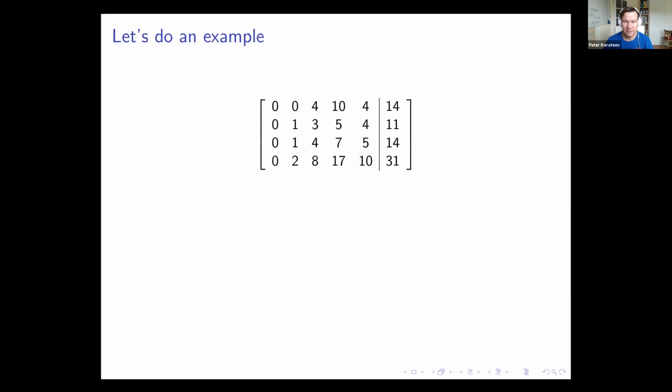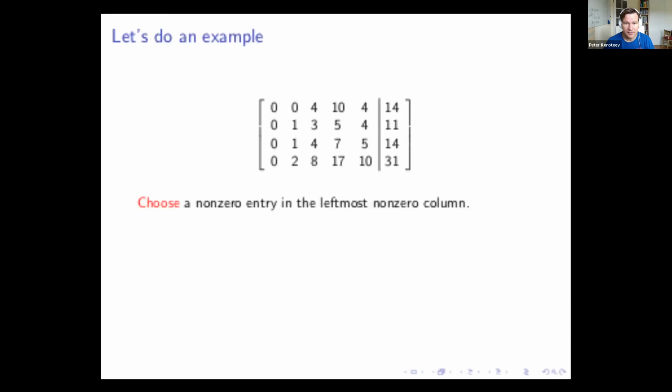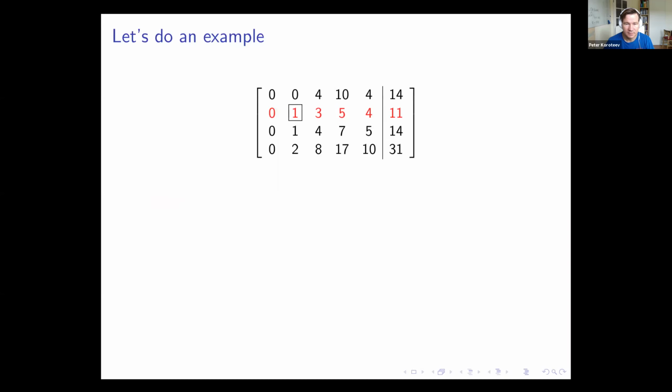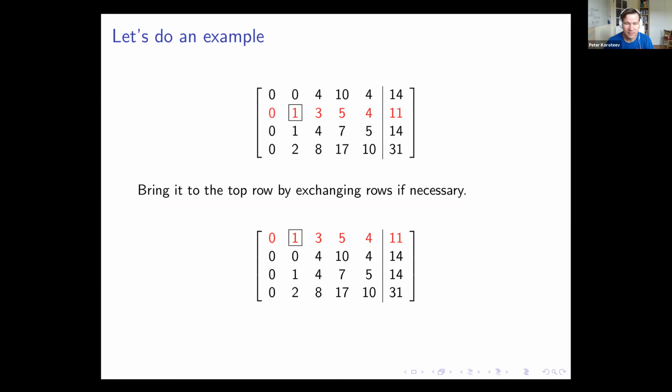This is an augmented matrix of a system of 4 equations with 5 unknowns, right? We choose the non-zero entry in the leftmost non-zero column, which is this one here. So that will be our pivot. Here's the matrix with the pivot position. Then we bring it to the top by row exchanging. In this case, we're just going to swap the first and second rows. Right, now I have this matrix.